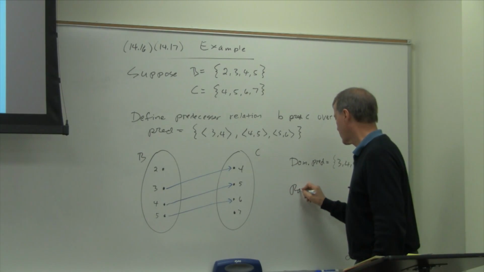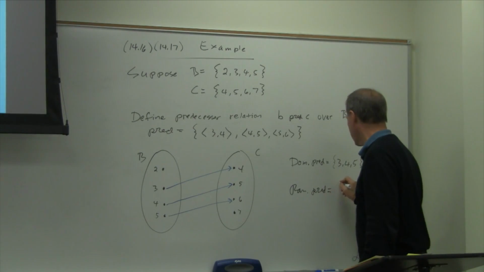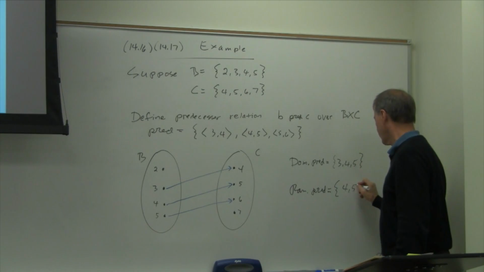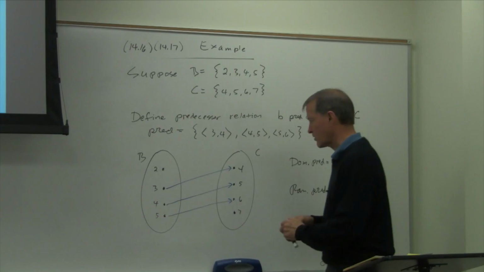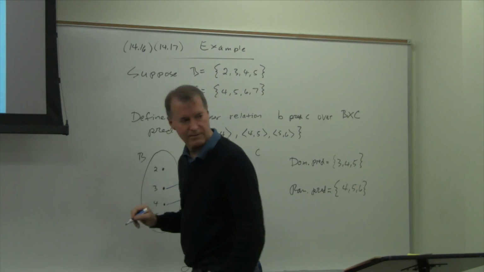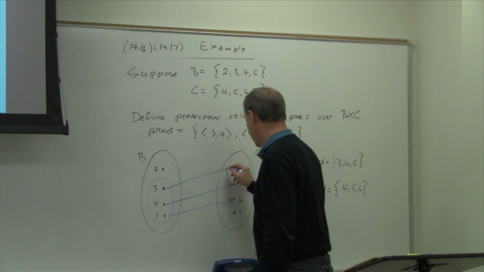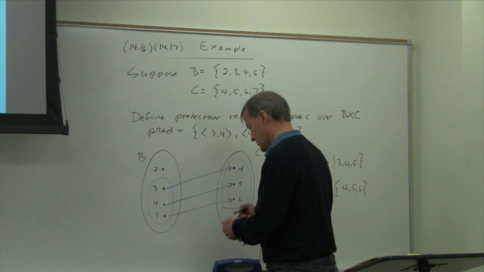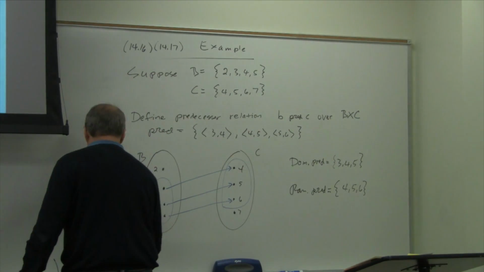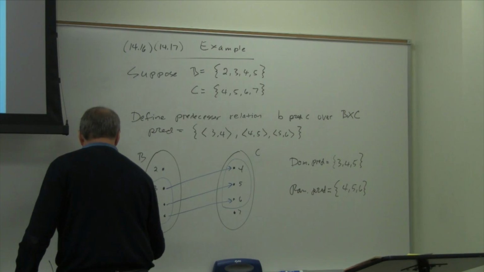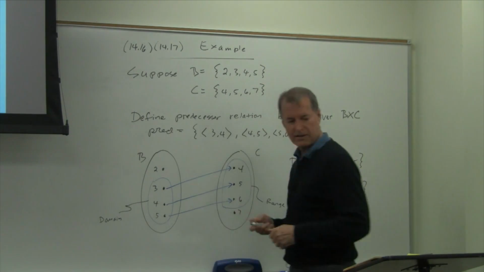And what is range of the predicate? That equals the set 4, 5, 6. Now, these are not sets of ordered pairs. These are sets of elements. Are you with me? So if we were to draw it, this is the domain, and this is the range. All right? Are we good?